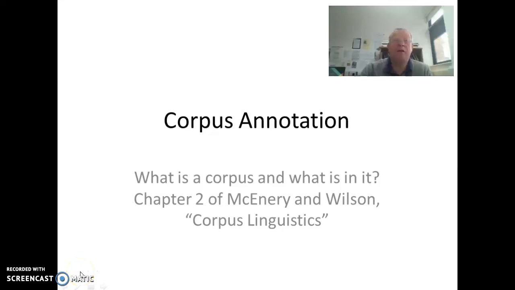Corpus annotation. What is a corpus and what is in it? These notes are taken from Chapter 2 of McEnery and Wilson, Corpus Linguistics.